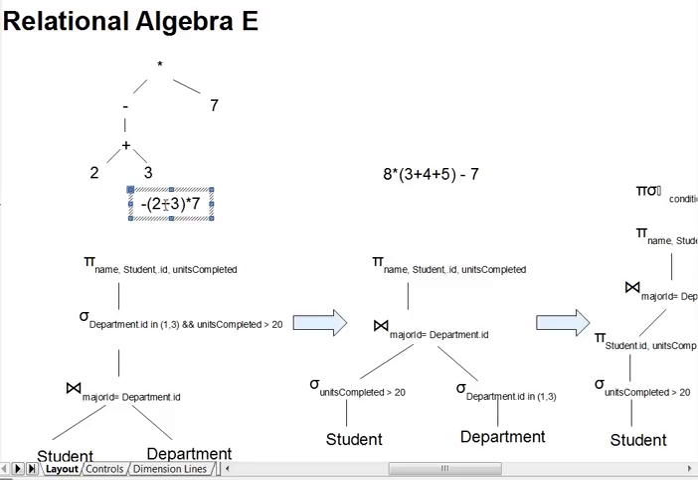Now, expression trees display basic quantities, like numbers, for instance, for arithmetic, or relations, as we'll see, for RA, in the leaves of the tree. And then operations are internal nodes. Each internal node has the operands that it operates on as children, whether those are simple values like the plus, or subtrees representing some sub-expression.